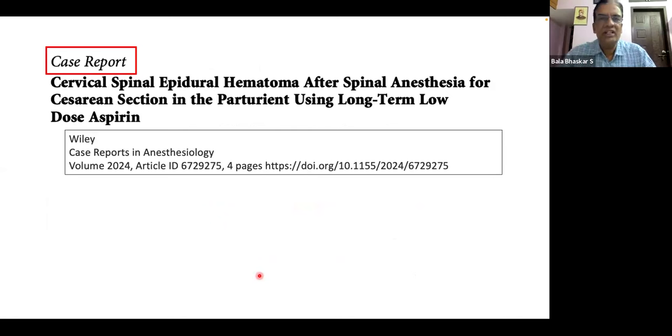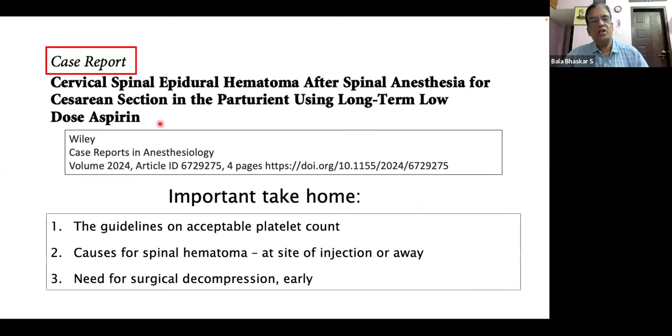So this was an actual publication about cervical spinal epidural hematoma after spinal anesthesia for cesarean section in a parturient using long-term low-dose aspirin. All of us know, for example, that if somebody has a platelet count of 75,000 and above, it's a standard, accepted level to go with spinal anesthesia.